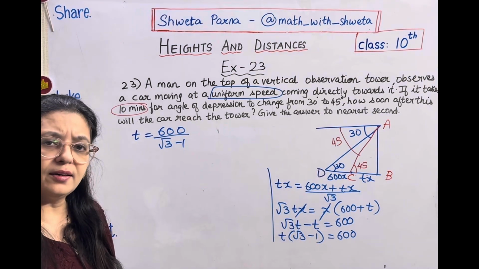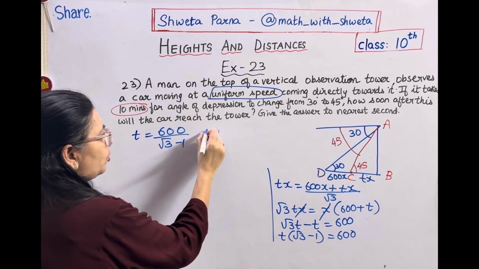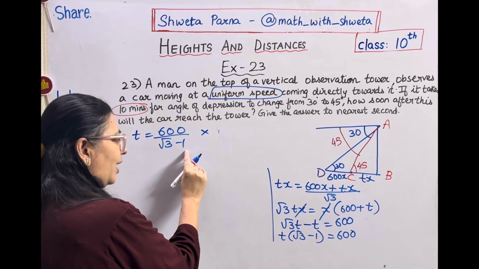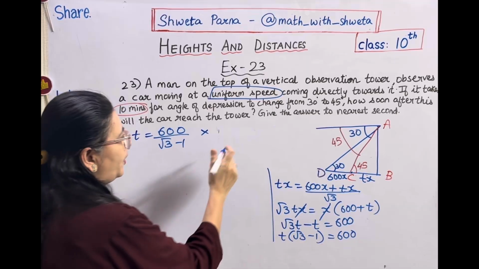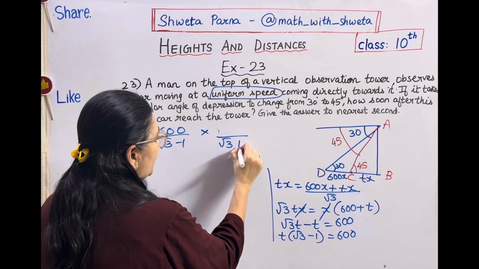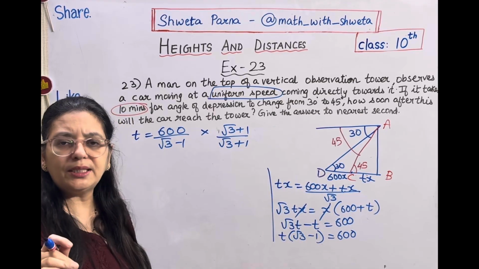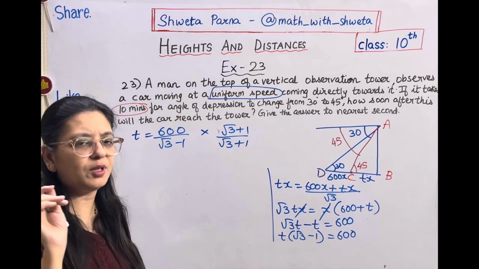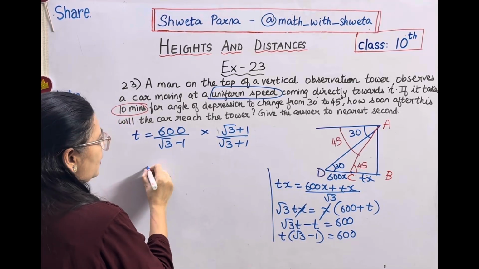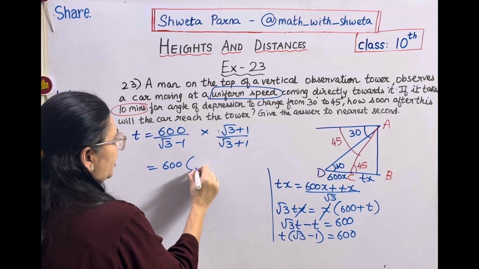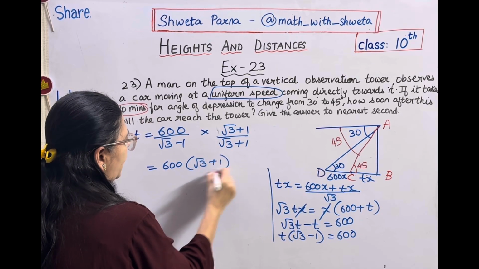You have already learned rationalizing. So, what are you going to do? You are going to take the same number, but the sign would be different. So, root 3 plus 1, here also root 3 plus 1. Whatever you multiply in the denominator's place, same thing you multiply in the numerator's place. So, this is 600 into root 3 plus 1 upon.